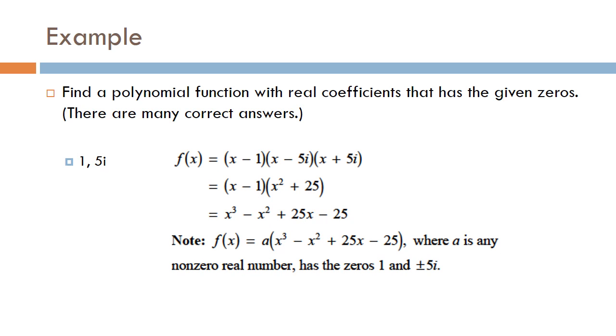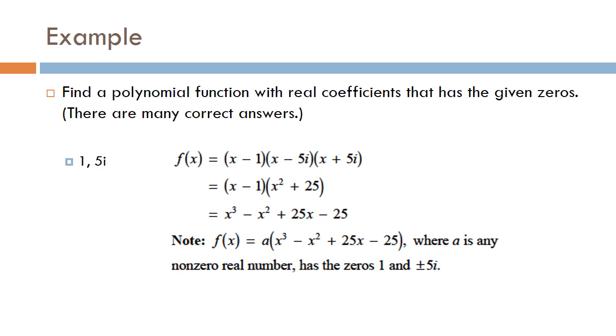So what we're going to do is set up 3 parentheses, each with an x minus, and we're going to put in 1 and 5i, but then we're also going to put in minus 5i. And then x minus negative 5i will give us x plus 5i. So it's got to have a minus and a plus for those imaginary roots.